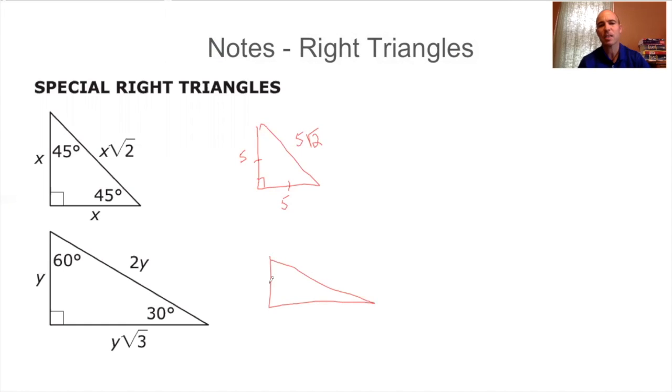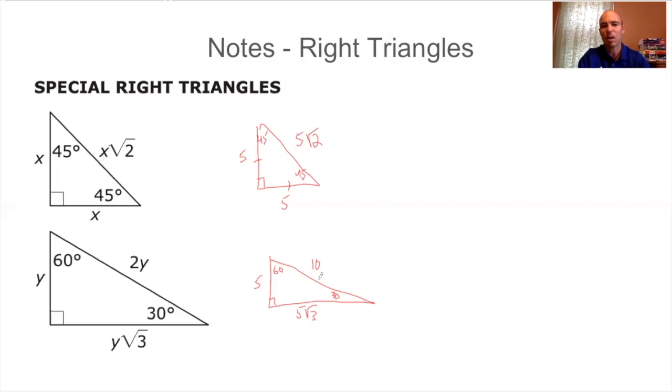Let's say this side was just 5 centimeters. The long side would be double that, so it'd be 10, and this would be 5 times the square root of 3. Of course, it's important to recognize this is the 30 and this is the 60. Whereas here, both of these base angles are always 45 if it is an isosceles right triangle. So anyway, that's a quick review of what that is.